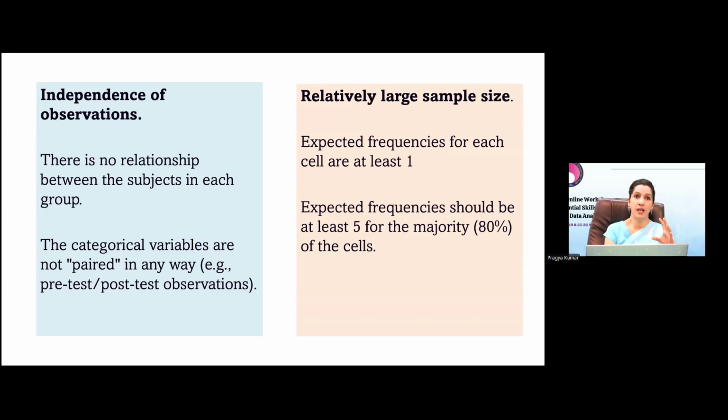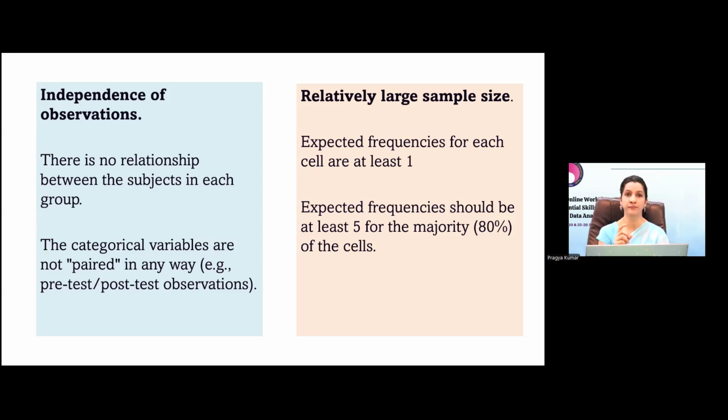Because in the case of a large sample size, one of the assumptions of the chi-square test is that at least 80% of the cells should have at least 5 expected frequency. We will talk about what the expected frequency is. But this is one assumption: 80% of the cells should have at least 5 expected frequency, and none of the cells should have 0. That means all cells should have at least 1 expected frequency.